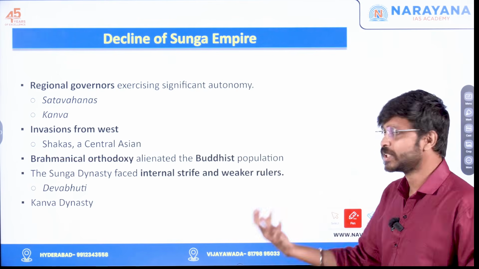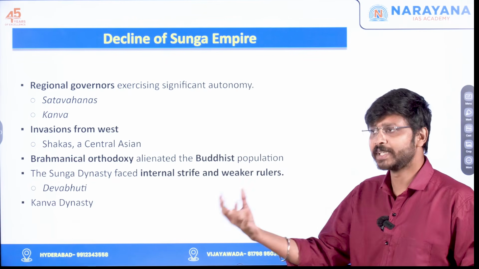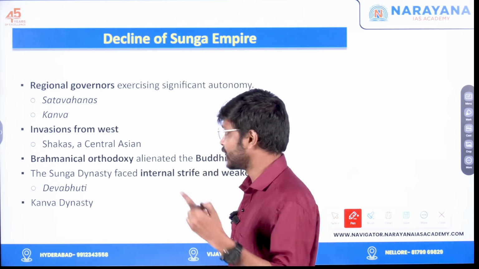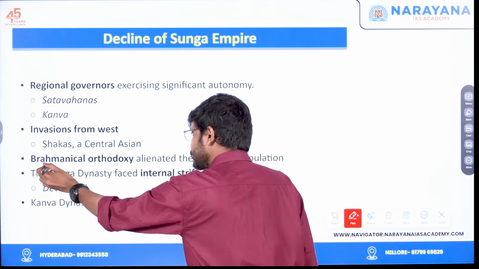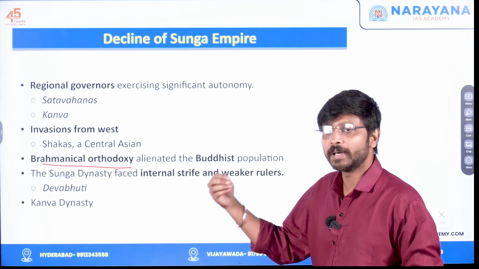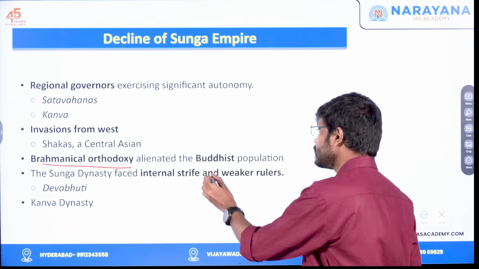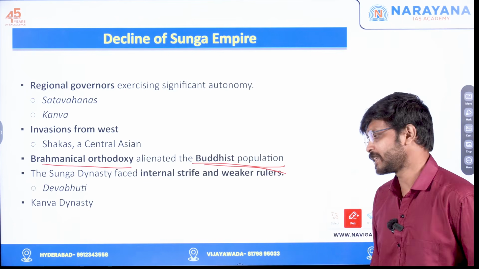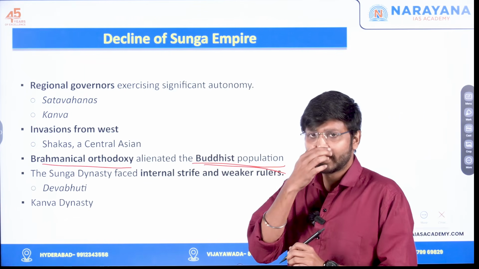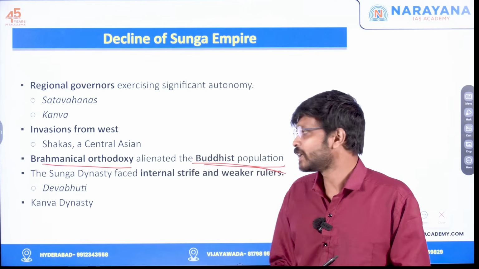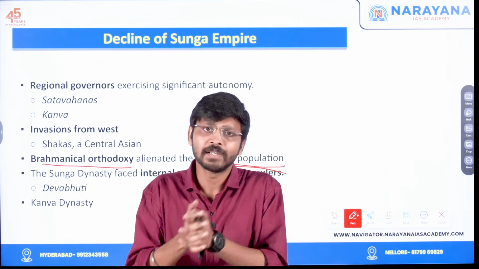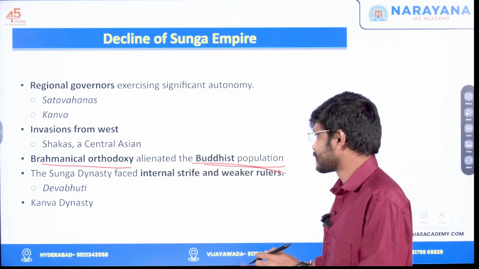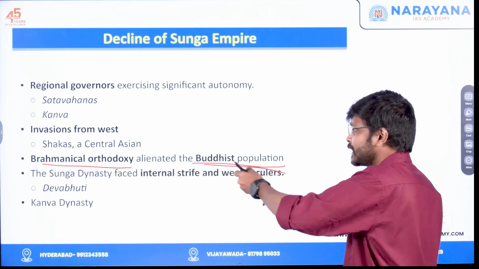Again, what happened to Buddhism? What happened to the Mauryan religious policy? That happened in the Sunga Empire also. There it was Buddhist orthodoxy; here it is Brahmanical orthodoxy. There Buddhist orthodoxy alienated the Brahmins. Here Brahmanical orthodoxy alienated the Buddhist population. Brahmanical orthodoxy means yagas and yajnas will be there. All these things alienated the Buddhist population, who had a completely different ideology. And in some textbooks, it is said that the Sunga rulers also persecuted the Buddhist people. So all this led to the alienation of the Buddhist population.